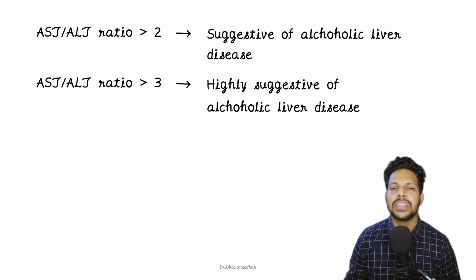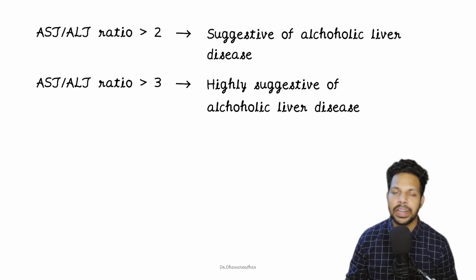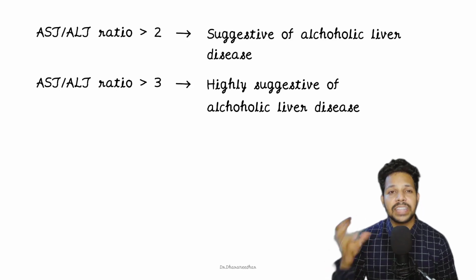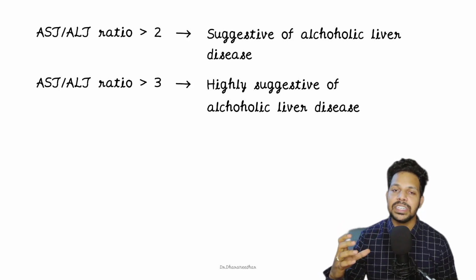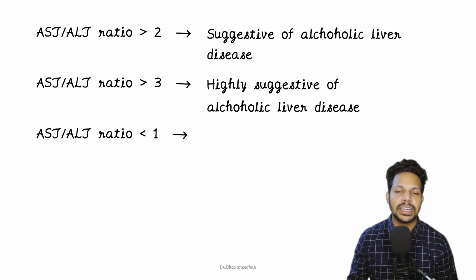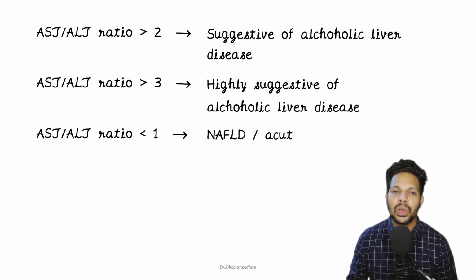But what happens in acute viral hepatitis or a non-alcoholic fatty liver disease? In an acute viral hepatitis, the injury is there in the liver itself, and hence the ALT elevation will be more than that of the AST elevation, and hence the AST to ALT ratio will be less than 1 in case of a non-alcoholic fatty liver disease and an acute viral hepatitis.